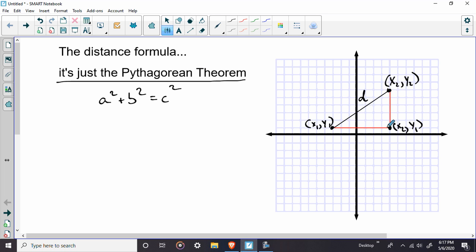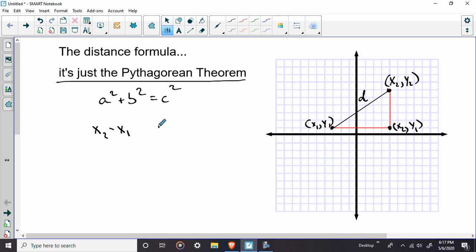So if I wanted to know this distance right here, well, how do we normally find the distances? We subtract, right? This distance right here would be x2 minus x1. And I'll show you with the numbers in a second. So it'll be x2 minus x1, right? That's this side right here. And this going up and down is going to be y2 minus y1.